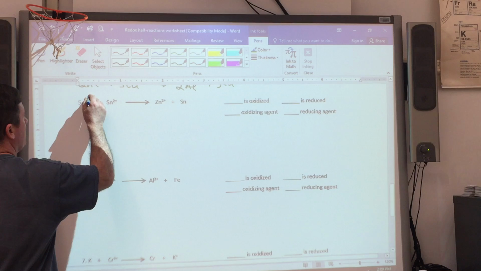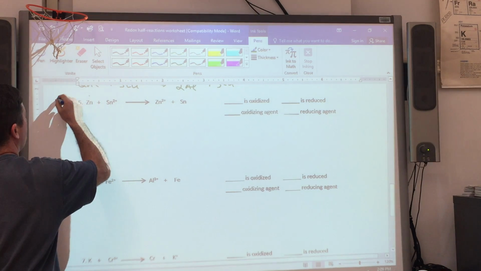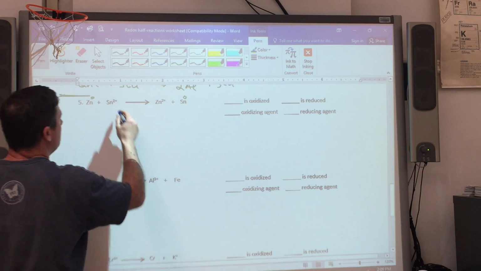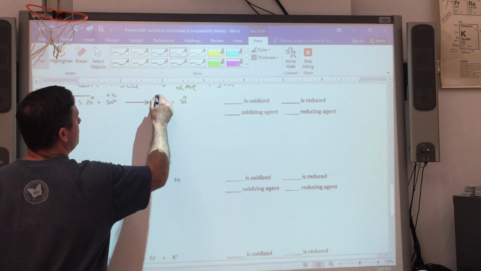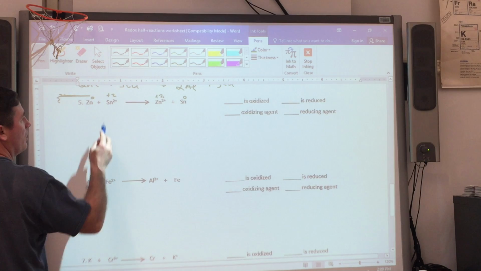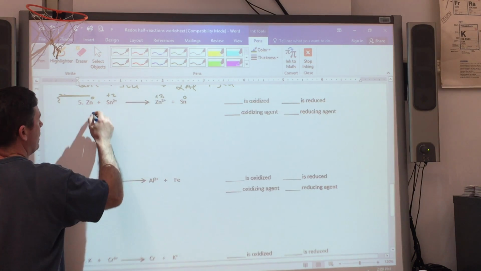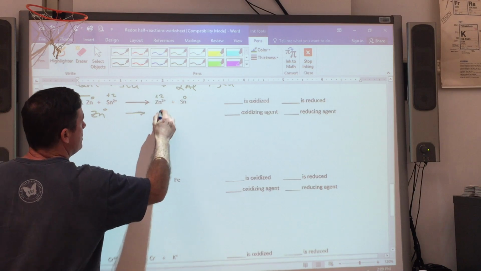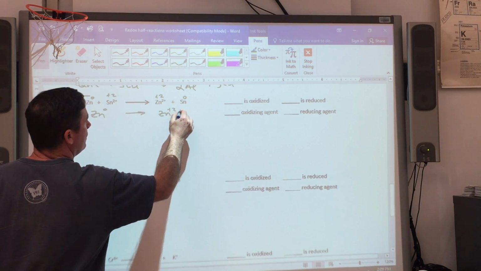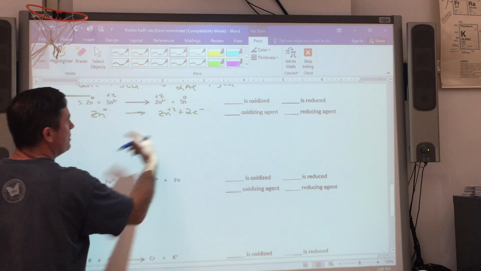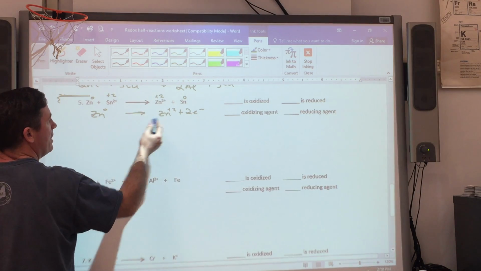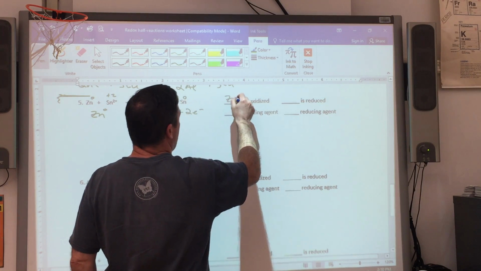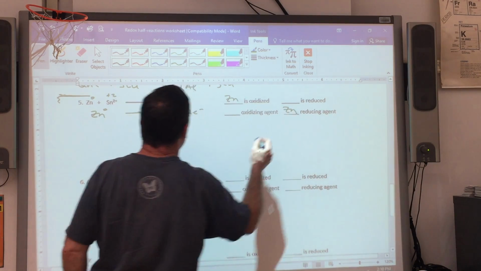All right, zinc. Oops. 0. 0 plus 2 plus 2. This is going to be straightforward. You can see that the number of electrons is going to be the same again. Zinc 2+, 2 electrons, yes? That gets oxidized. Zinc is oxidized, making it the reducing agent.